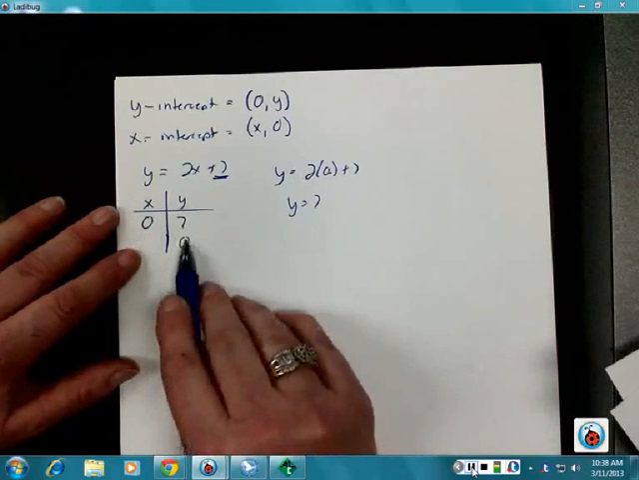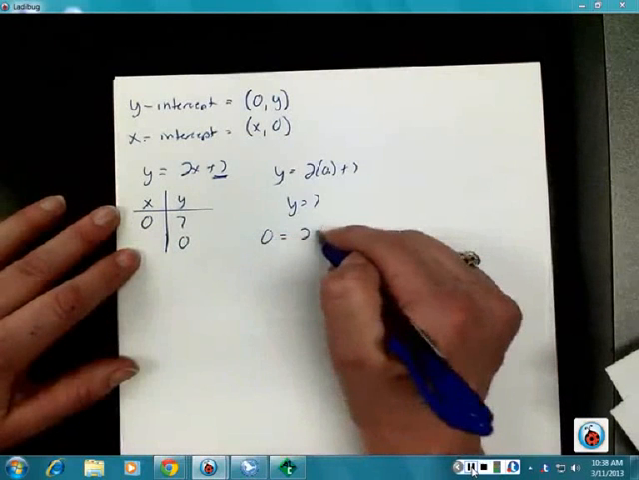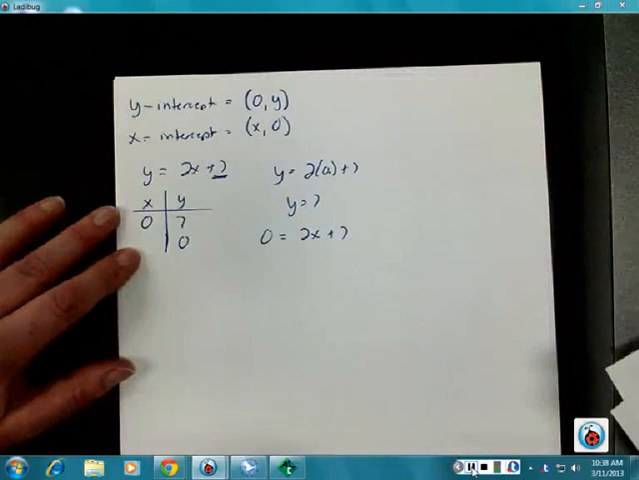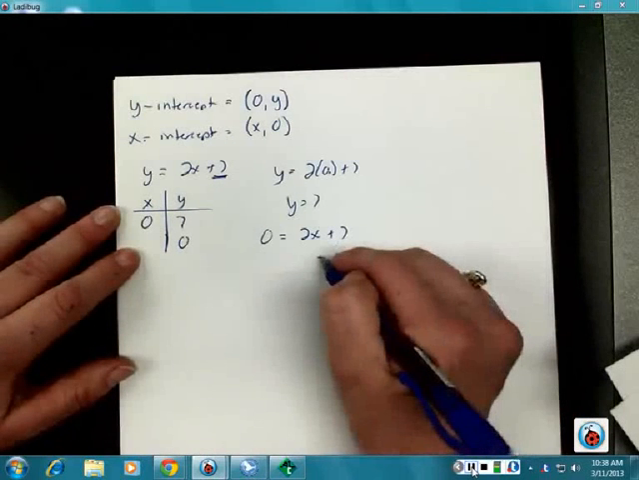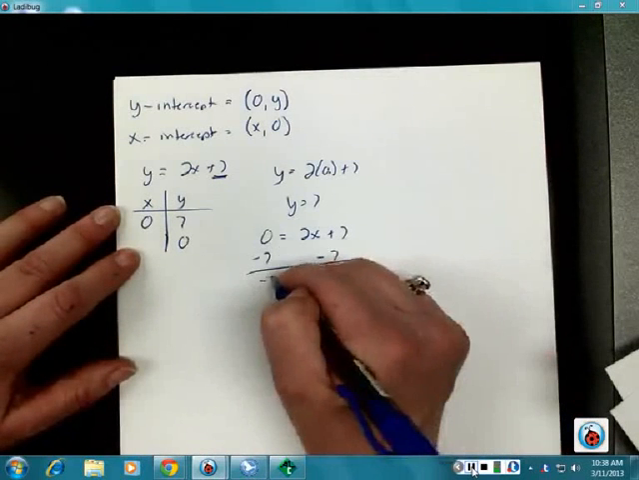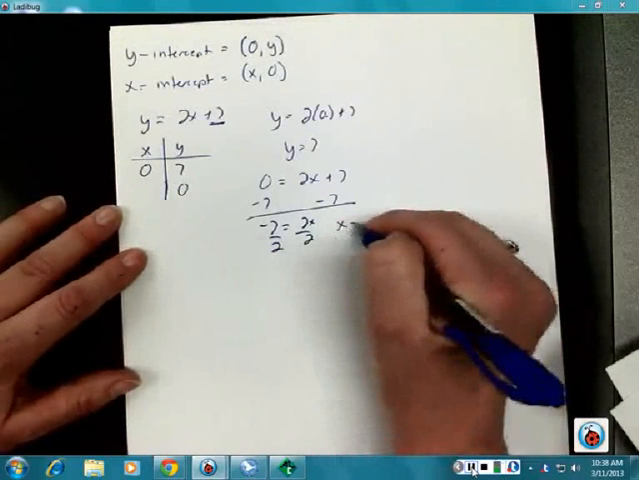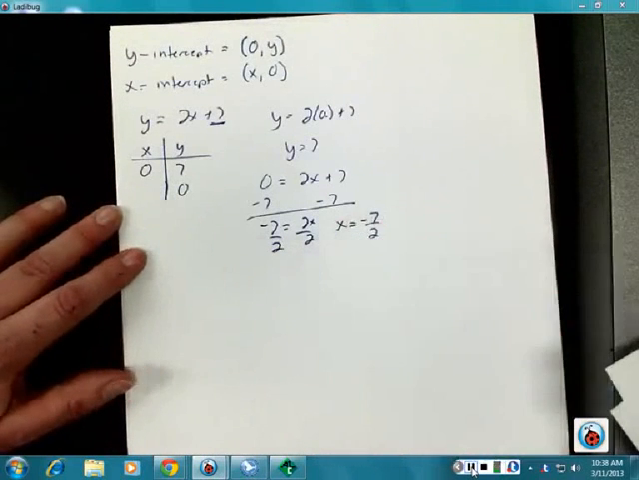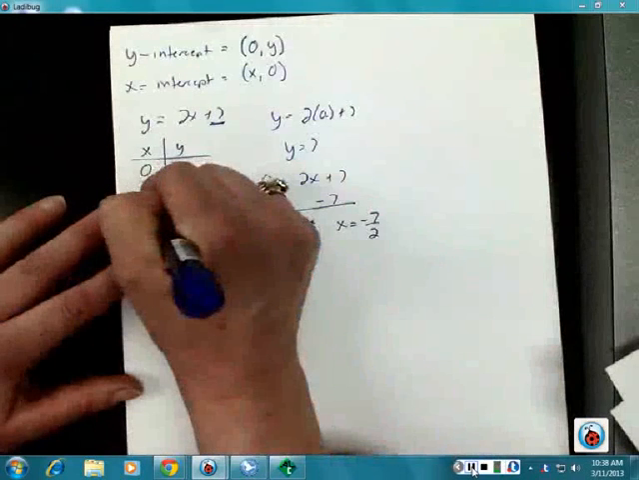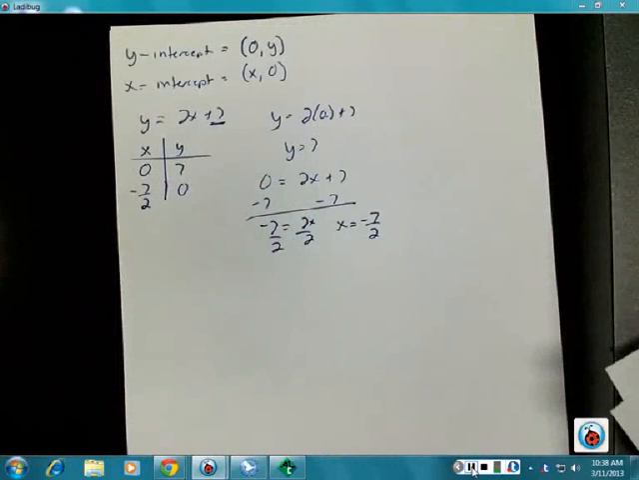Then if I put 0 in for y, this one has more math involved in it, but not bad. Divide by 2, I find out x is equal to negative 7/2. And so that becomes my answer to this one. So that's what pops out of it.